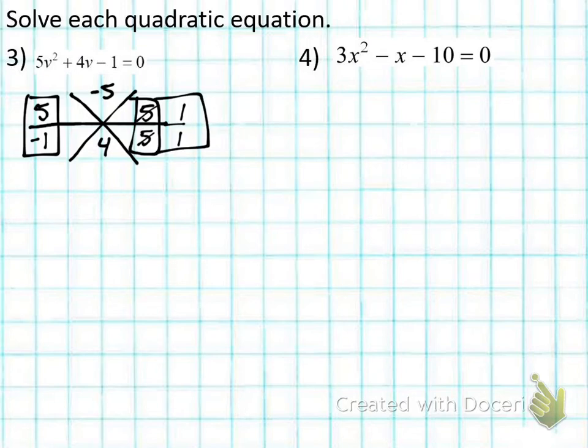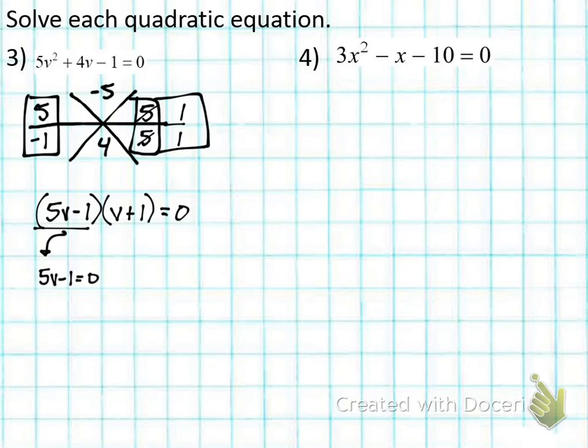We got 5V minus 1 times V plus 1 is equal to 0, right? Okay, now we're going to take each of these down. So 5V minus 1 is equal to 0. And V plus 1 is equal to 0. Okay, on this first one, how would I solve 5V minus 1 equals 0? What should I do first? Plus 1, good. So we got 5V is equal to 1. Next, what do I do? Divide by 5, right? So V is equal to 1/5, okay?